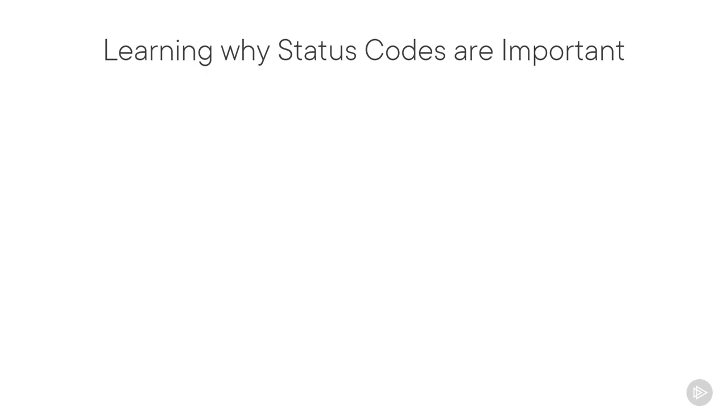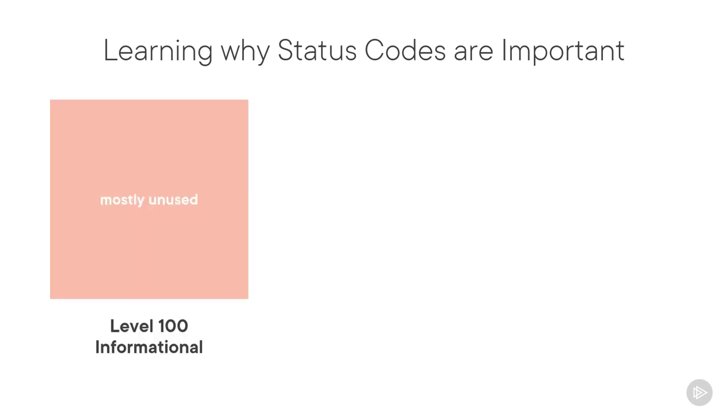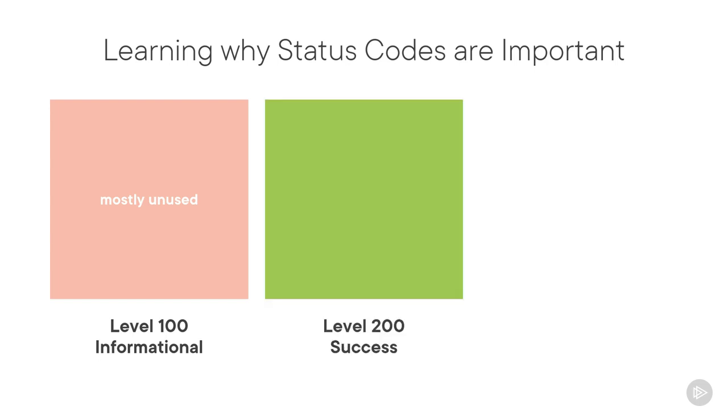Alright, so what are these status codes then? There's quite a few, and an API does not necessarily have to support all of them. But let's look into a few common ones. There's 5 levels of status codes. Level 100 status codes are informational. These weren't even part of the HTTP 1.0 standard. They are rarely used by APIs.